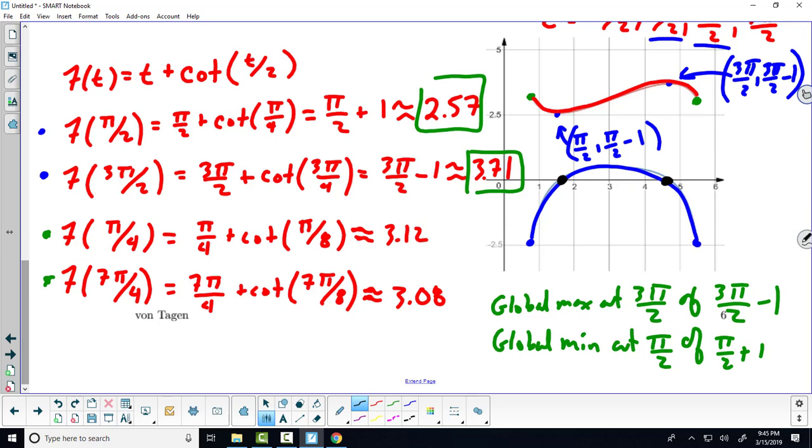But this use of the derivative to find candidates for where we might have global maxes and mins doesn't pick up what's happening at the endpoints. So we had to separately check the two endpoints.